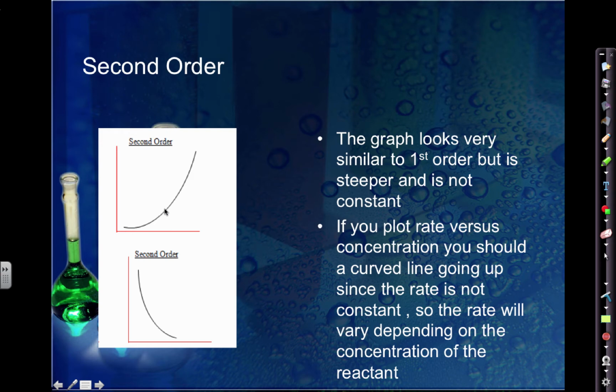rate is not going to be constant here. So it's going to vary. The rate will vary depending on the concentration of the reactant. So this is the important piece right here. With a second order reaction, the rate's going to vary depending on the concentration of the reactant.